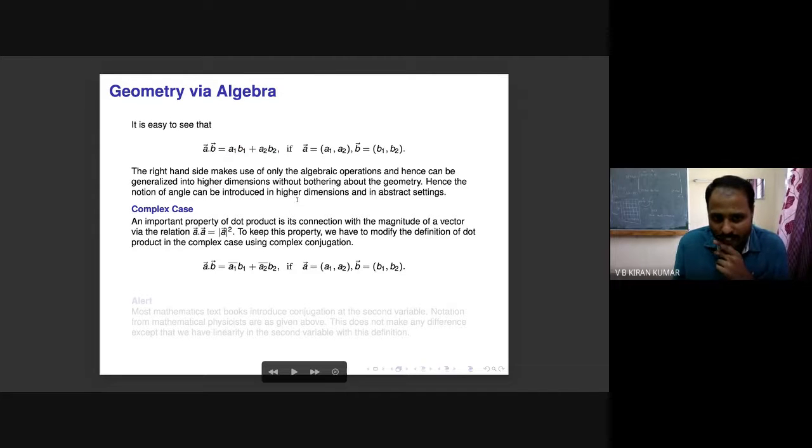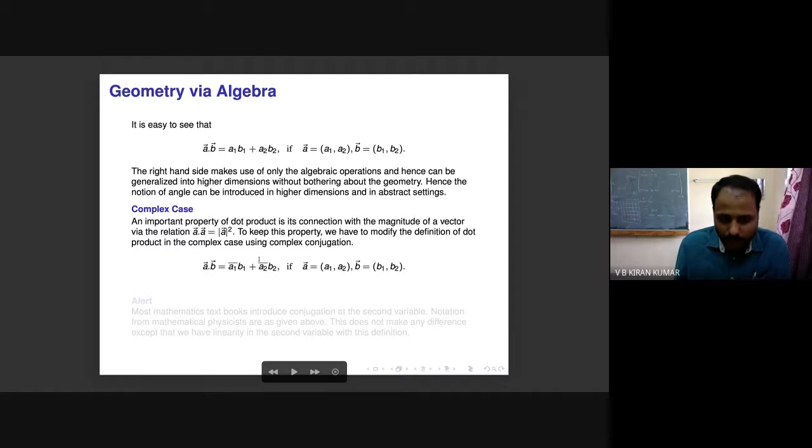Now the complex situation. Keep in mind that A dot A gives you the absolute value square. So in the complex situation, if you need A dot A to be the absolute value of A squared, you need to define A dot B to be A1 bar B1 plus A2 bar B2. So you need to make use of the conjugate. Otherwise, you will not get this, right? This is to make sure that you get the norm or absolute value from the dot product. So if you are dealing with complex entries, we will have this definition.